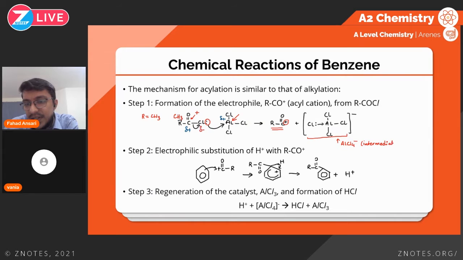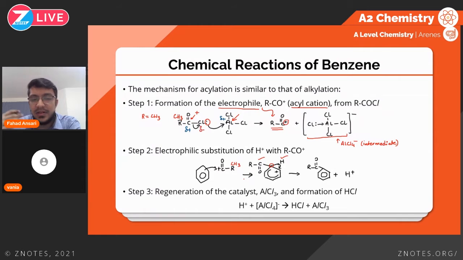And this will feature once again in step 3 when the catalyst is regenerated. But for now, the hero of the show is your electrophile, which is RCO positive. We can call this an acyl cation, all right? Now, we have CH3CO positive that is going to be attacked by a pair of pi electrons from the pi bonding ring of benzene. So what happens is one of the carbon atoms is bonded to hydrogen and the electrophile.